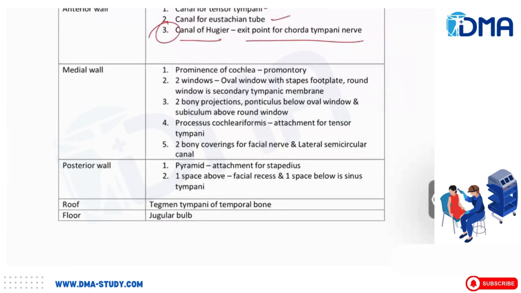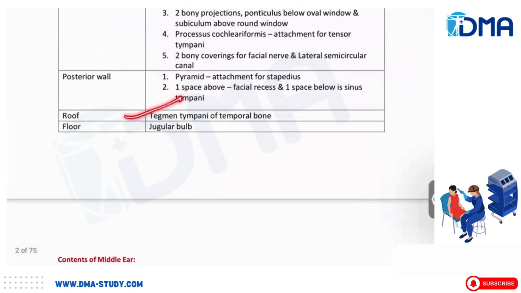Then posterior wall, very important, pyramid. It is an attachment for stapedius tendon. One space above the pyramid is called facial recess. One space below is called sinus tympani. Roof, tegmen tympani, floor, jugular bulb. That completes the anatomy of the middle ear.